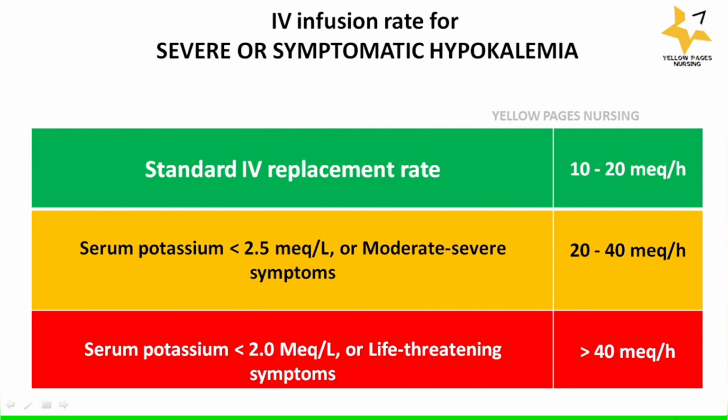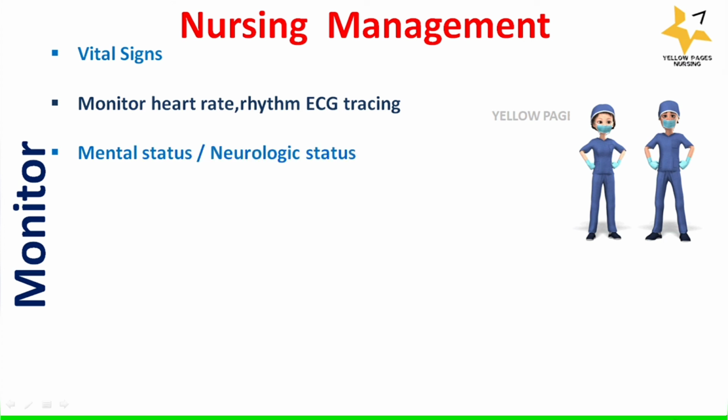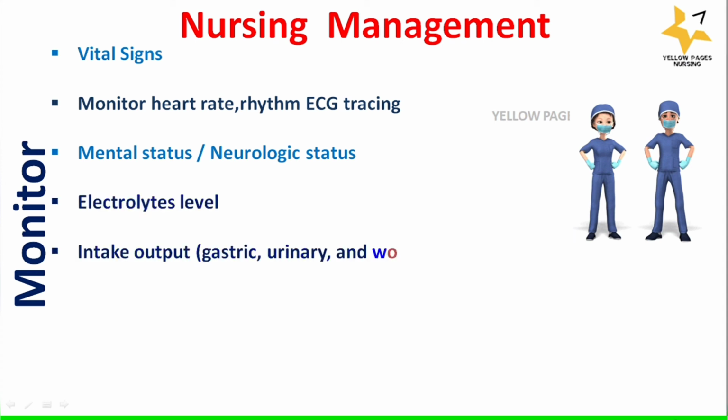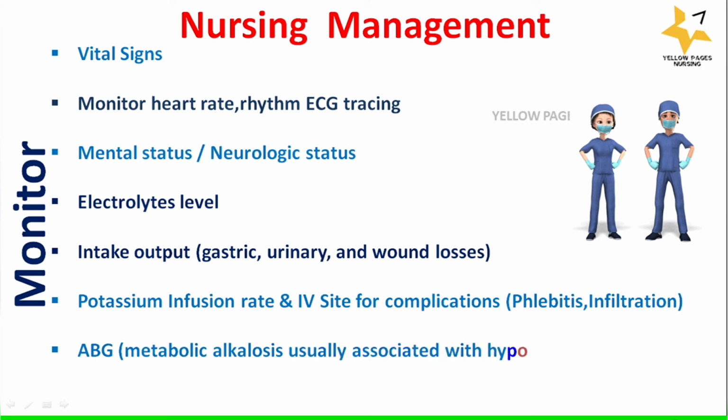Nursing management includes monitoring vital signs, monitoring heart rate, rhythm, ECG tracing, monitoring mental status or neurologic status, monitoring electrolyte levels, monitoring intake and output, that is gastric, urinary and wound losses, which helps in calculating fluid and potassium replacement needs. Monitoring potassium infusion rate and IV site for complications like phlebitis, infiltration. Monitoring ABG for metabolic alkalosis usually associated with hypokalemia.